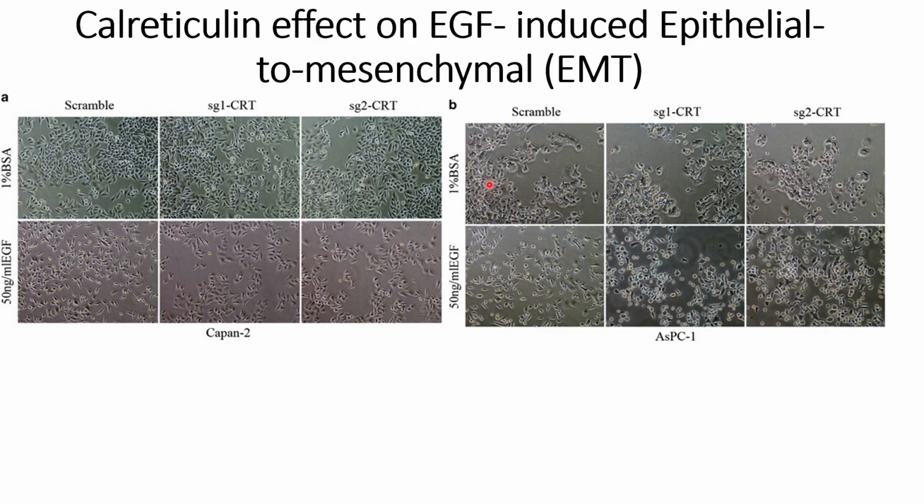spindle-like shapes. However, for the calreticulin silencing, that is SG1 CRT and SG2 CRT in the Capan-2, they also said in the text that they do not see too much of the spindle-like shape that they have seen in the scramble. Similarly, for AsPC-1 it is much more clear that SG1 CRT for the 1% BSA and 50 nanogram per ml EGF are almost similar to each other for both SG1 CRT and SG2 CRT. However, for Capan-2, it does not look similar, but it looks to be less spindle-like compared to the scramble cells that are treated with EGF.